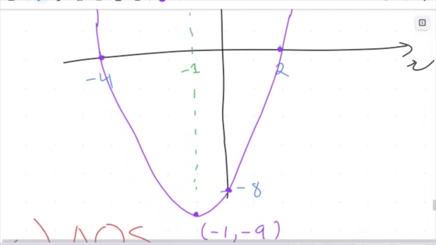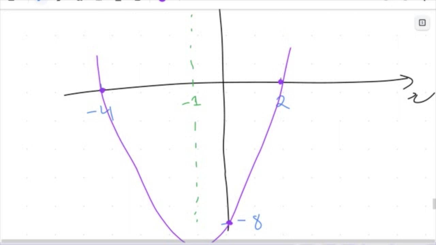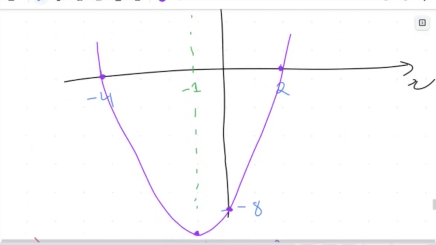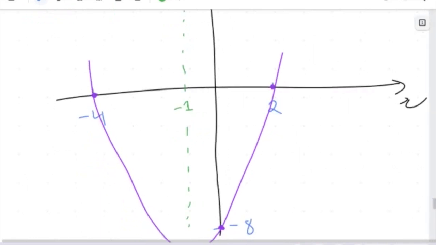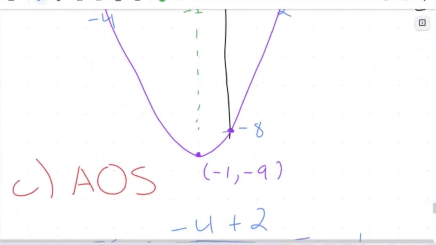And I have shown all of the key features. I've shown the intercepts at -4 and 2 for x. I've shown my axis of symmetry at x equals -1. And I have shown my turning point down the bottom as well as my y-intercept. Also, we have a concave up parabola, so this is a minimum turning point.